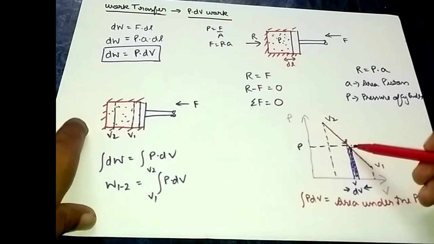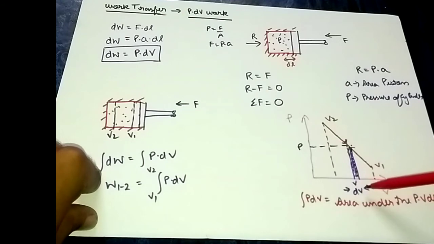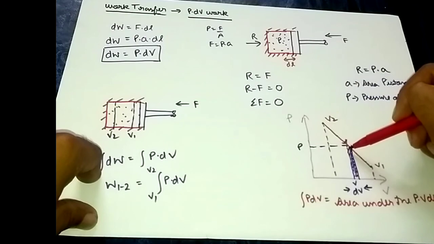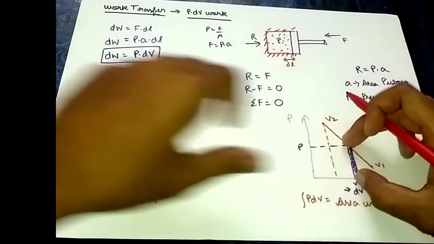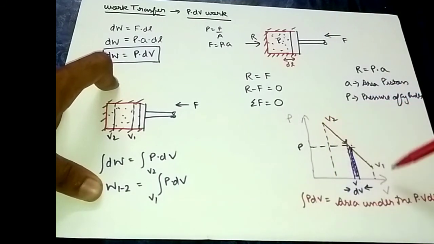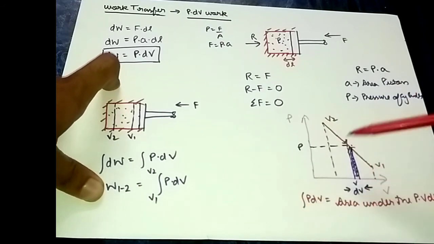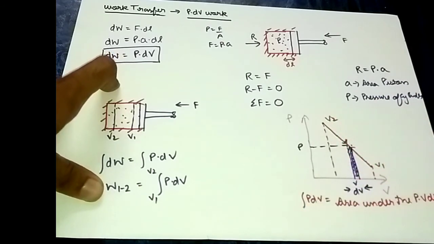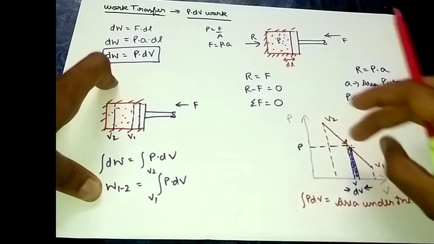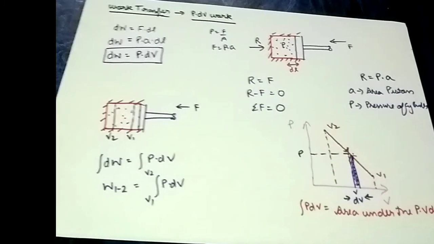Now I consider a small elementary work having dV of volume and pressure P. To know the work from V1 to V2, I can integrate with integral PdV. So what is it? It is the area under the PV diagram. So the work transfer for a quasi-static process will be the area under the PV diagram. I hope this is clear for you.